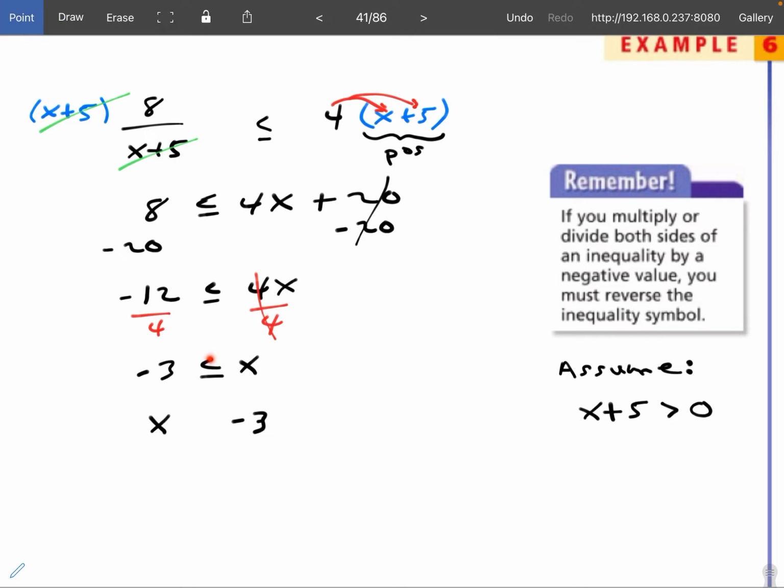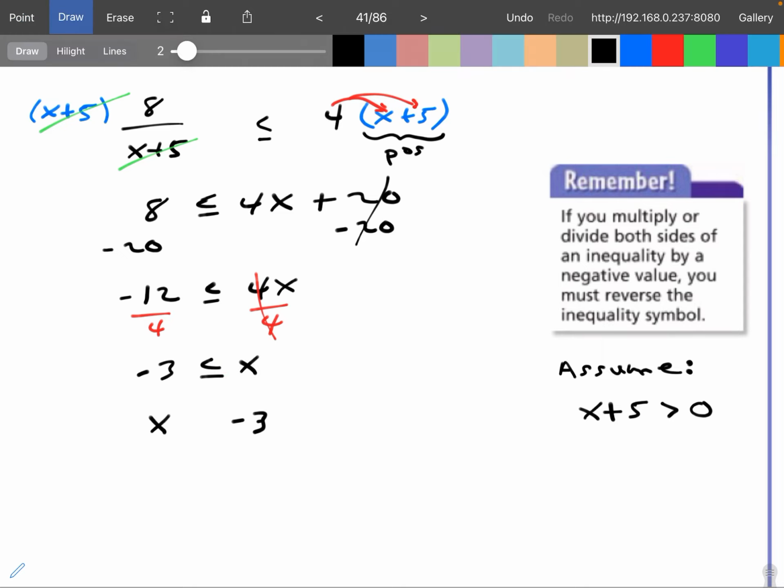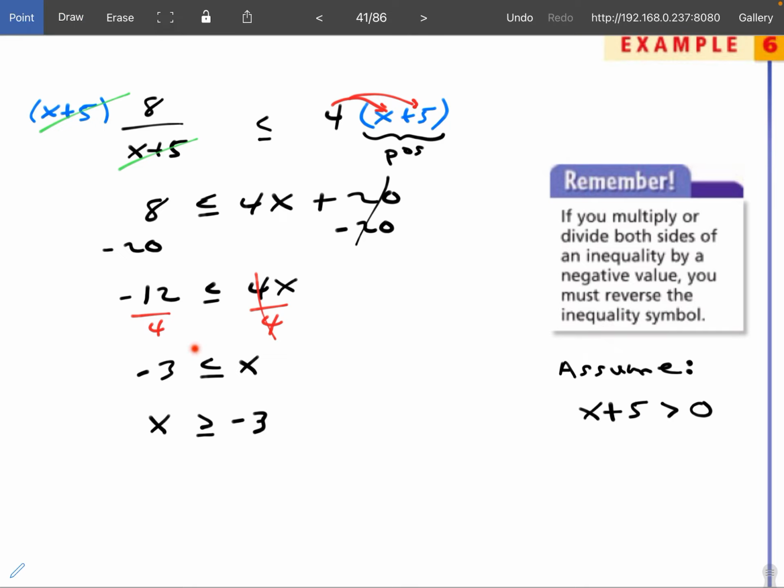But then I need to make sure that I put my inequality the same direction that it is, right? So right now, if you look at it, it's pointing towards the negative 3 right here, right? So when I rewrite this, this is an equivalent statement. I'm still going to have it pointing towards the negative 3 like that. All right, so these are equivalent. To say that negative 3 is less than or equal to x, that's exactly the same thing as saying x is greater than or equal to negative 3.